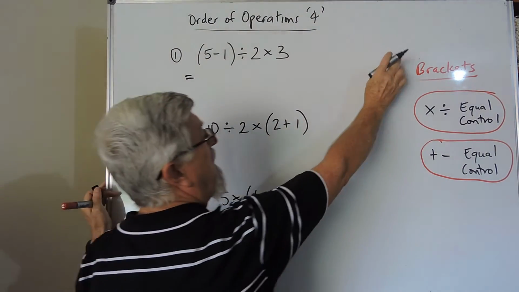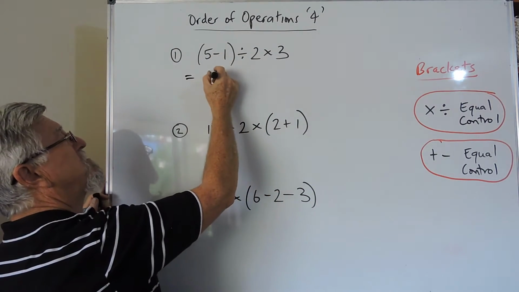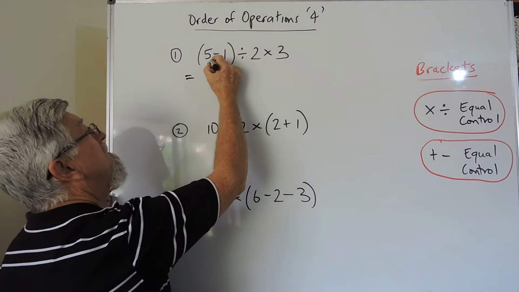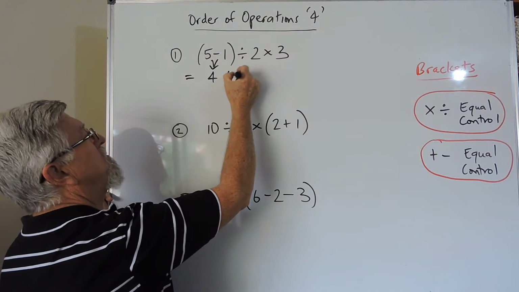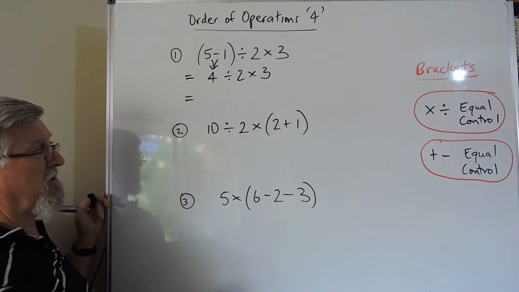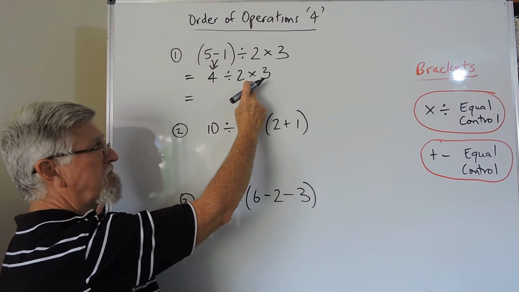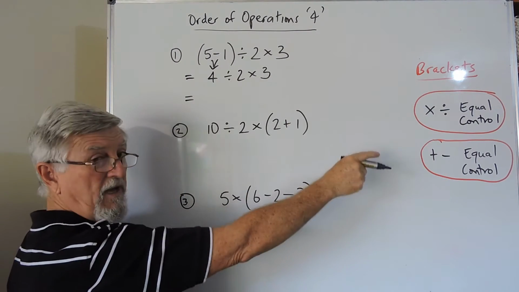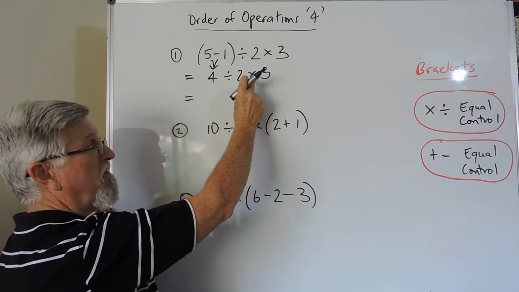I have this thing about brackets having to go first. So the 5 take the 1 is just a 4, so I basically don't take any notice of everything else. The 5 take the 1 just becomes a 4. Then I've got to divide by 2 and multiply by 3. So now I can just do the calculations left to right, but don't do the multiply first. Division is equal in control, equal in strength to multiply. So you don't do the multiply first.